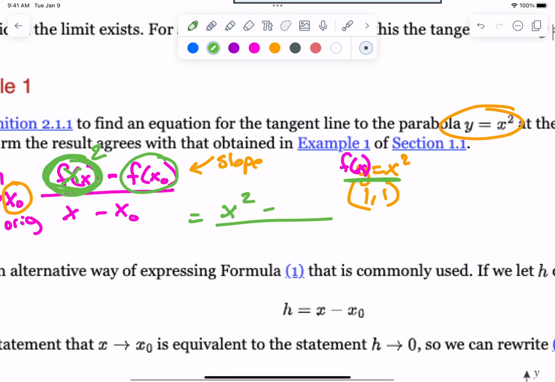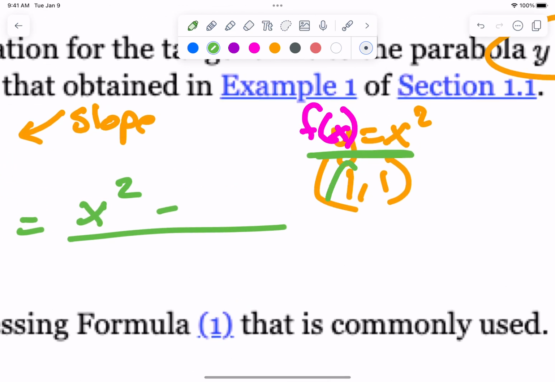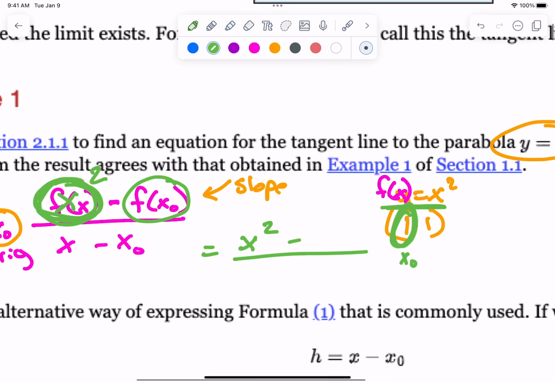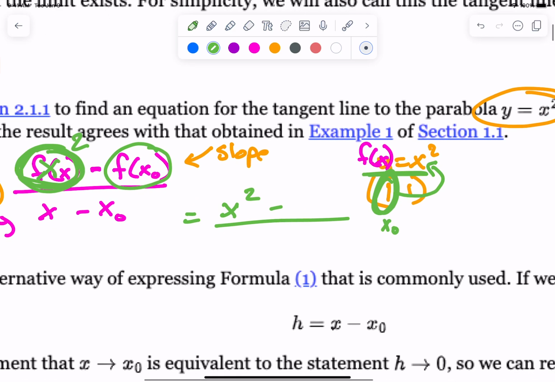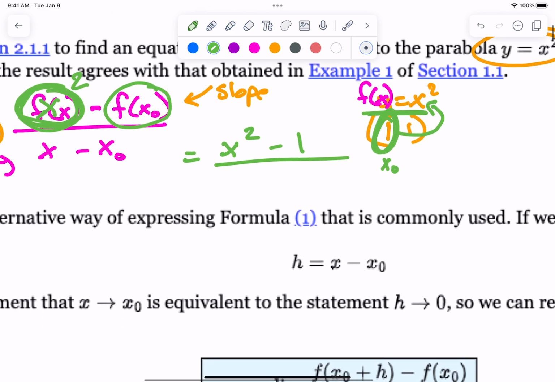What's x naught going to be? Yeah, it's like the x coordinate of the dot that I'm looking at. This is my x naught, okay? So what I'm going to do is to find f of x naught, I'm going to plug 1 in, right? If I plug 1 into x squared, what do you get? 1, okay? And then I'm going to do x minus x naught, and x naught is 1.